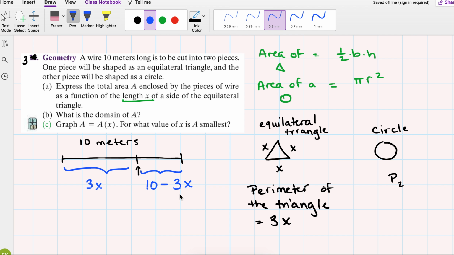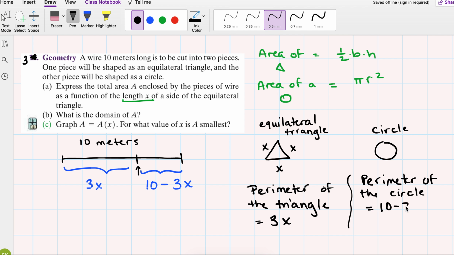And this 10 minus 3x is how we made the circle. So we're going to bend that length to get the circle. And that's going to be the perimeter of the circle. So let's put that down here. The perimeter of the circle is equal to 10 minus 3x.